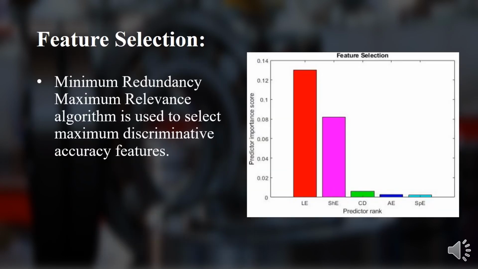To further select those features which are giving maximum discriminative accuracy, we applied the minimum redundancy, maximum relevance algorithm. It selects those features that have maximum correlation with the predictor and the least correlation among themselves. Lyapunov exponent and Shannon entropy are giving the highest correlation with the predictors. The figure shows the weights of nonlinear dynamic system features by the minimum redundancy and maximum relevance algorithm.